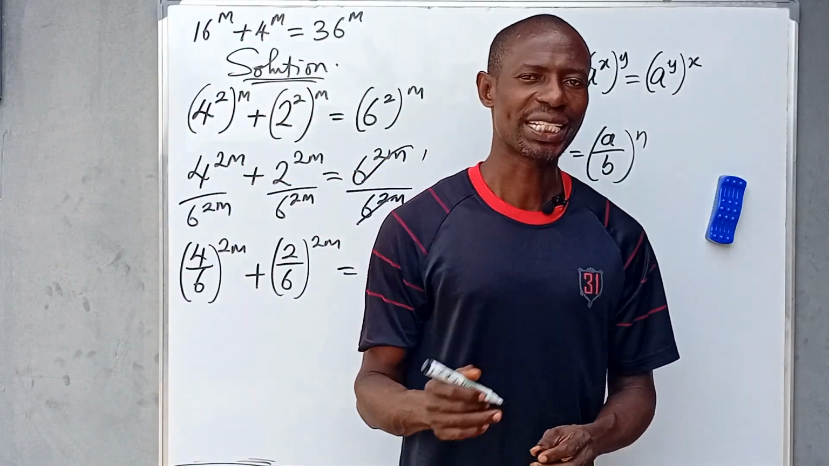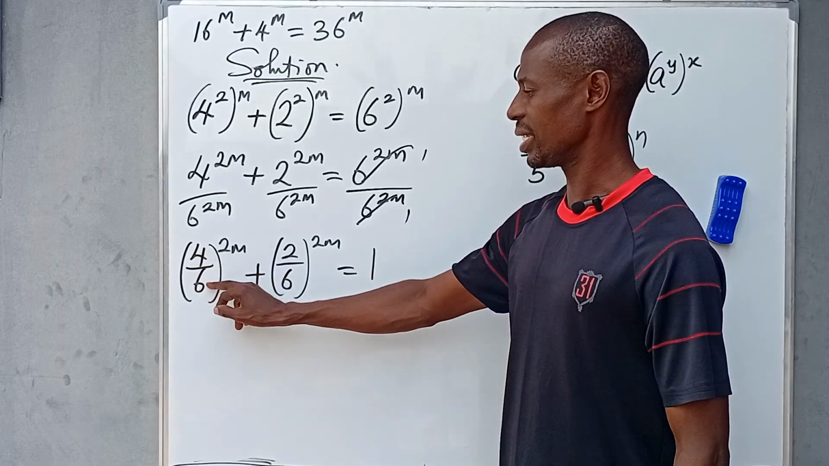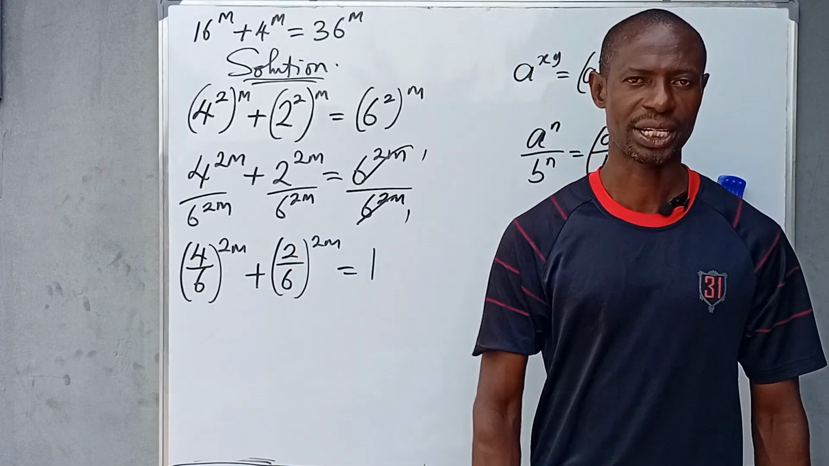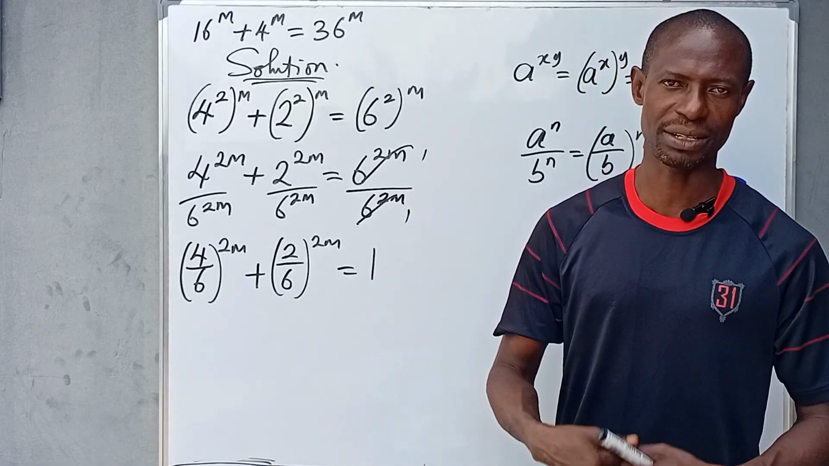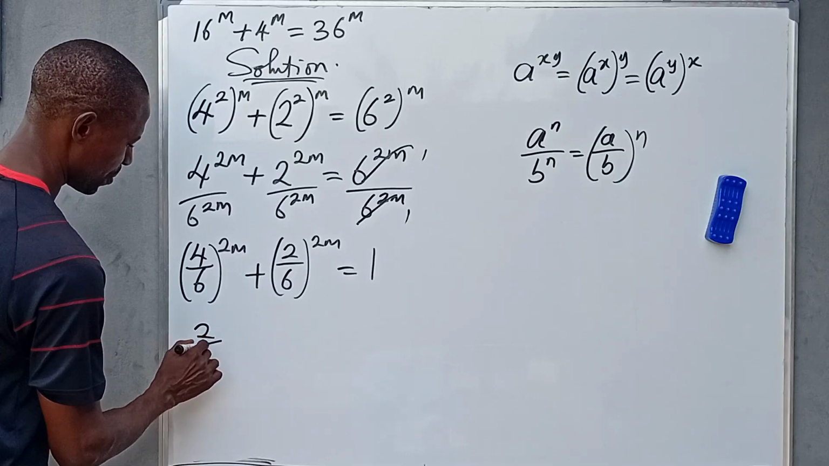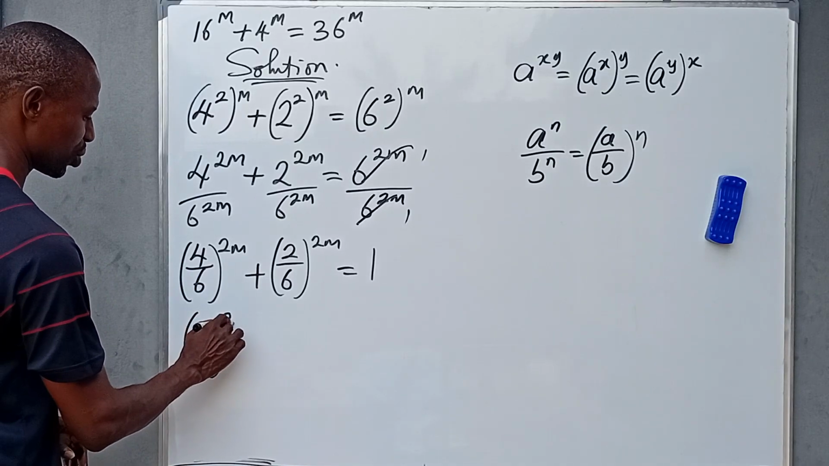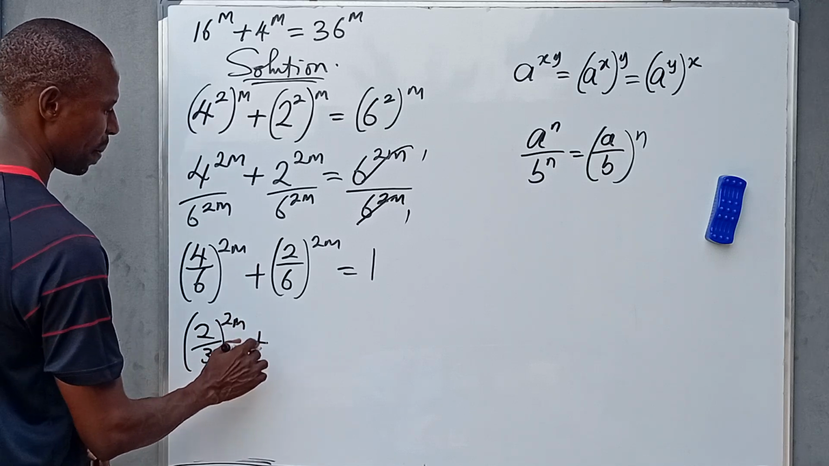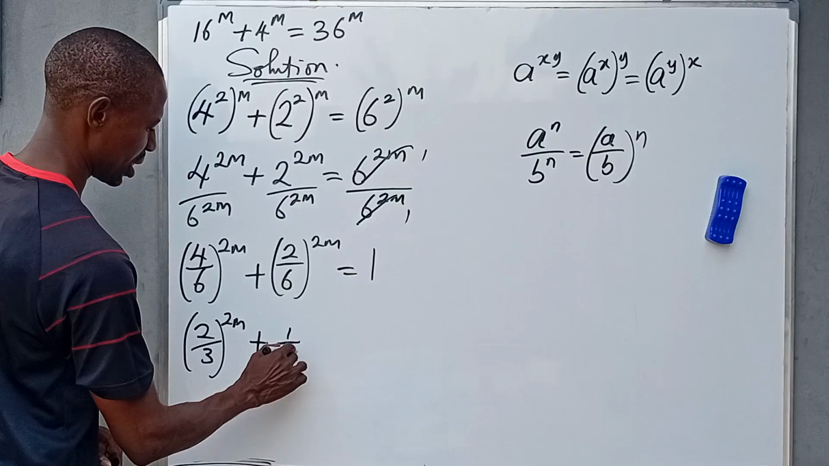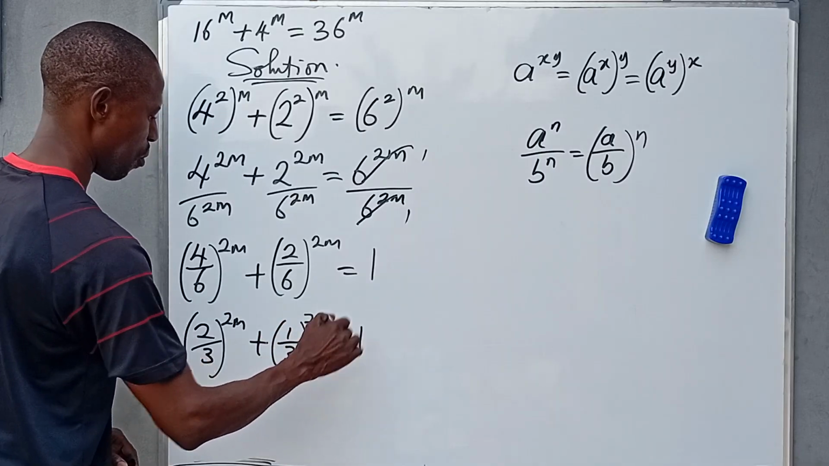Again, look at the quantities inside the two brackets. Something can divide this and this without remainder. There's another number that can divide this and this without remainder. So let's go ahead and break the terms inside the bracket down. 2 into 4 gives us 2, and 2 into 6 gives us 3, all raised to the power of 2m, plus 2 into 2 gives us 1, over 2 into 6 gives us 3, everything raised to the power of 2m equal to 1.